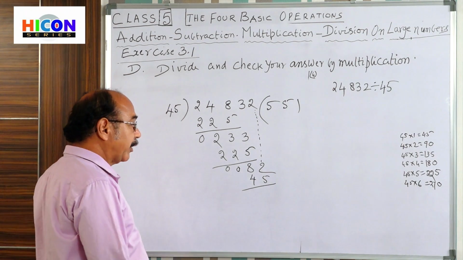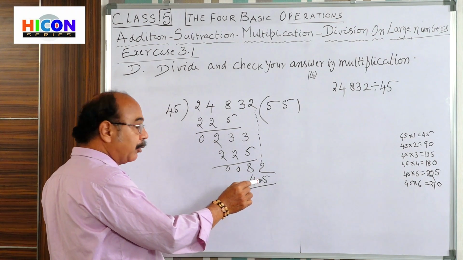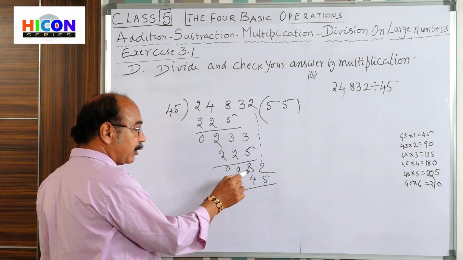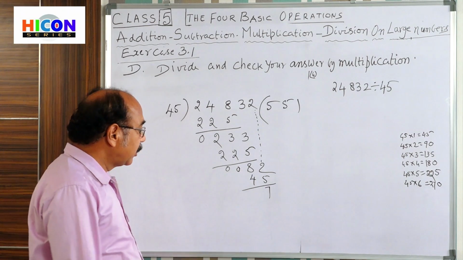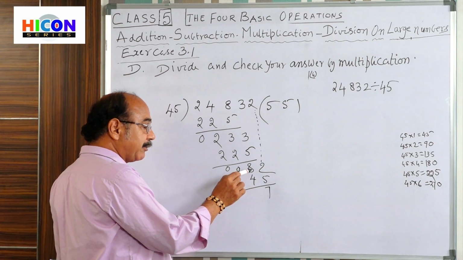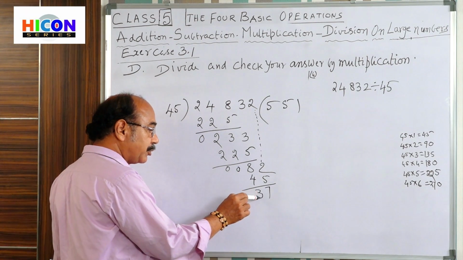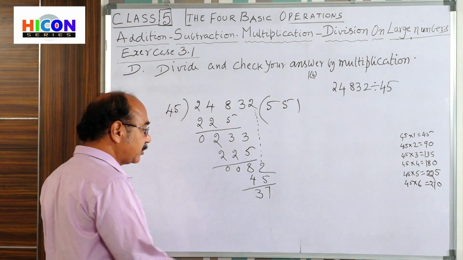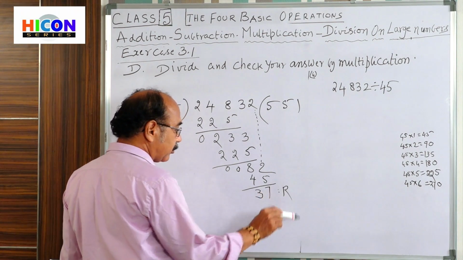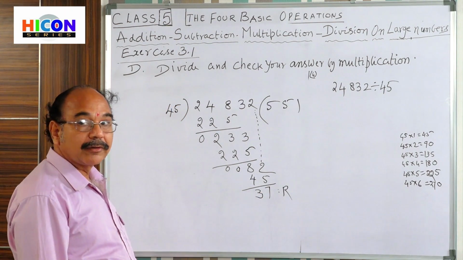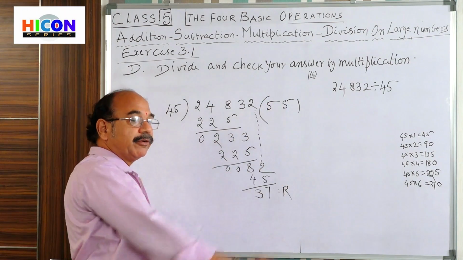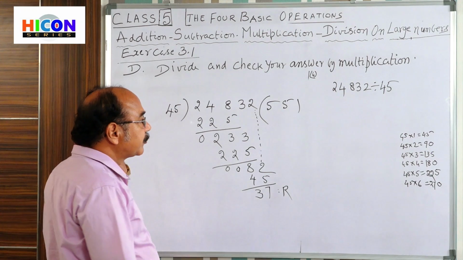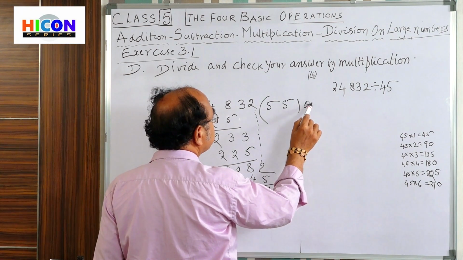Subtract. 2 minus 5 is not possible, so take borrow. Here 2 becomes 12. 12 minus 5 is 7. Here 8 gave borrow, so it is 7. 7 minus 4 is 3. 37 is the remainder. And here 551 is the quotient.